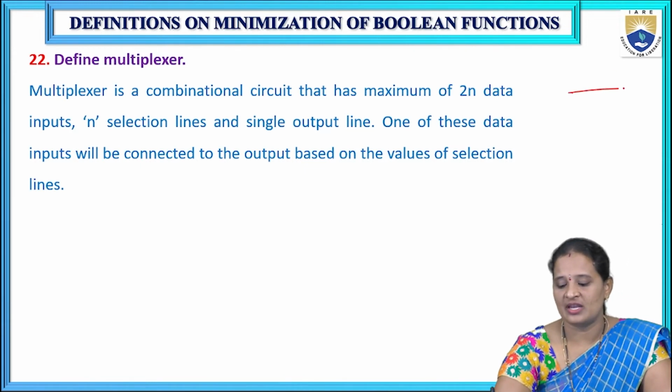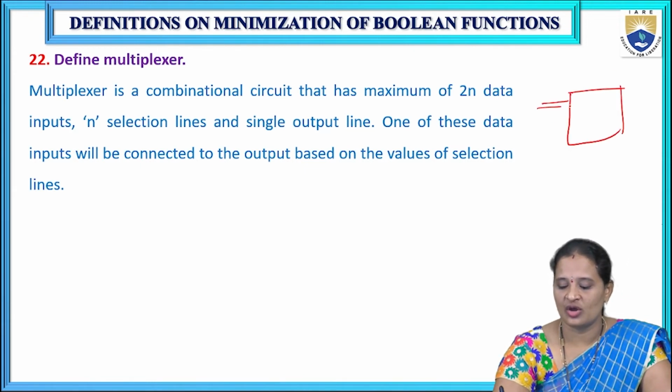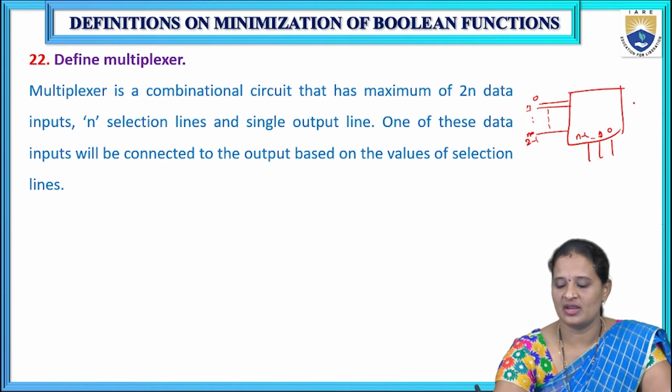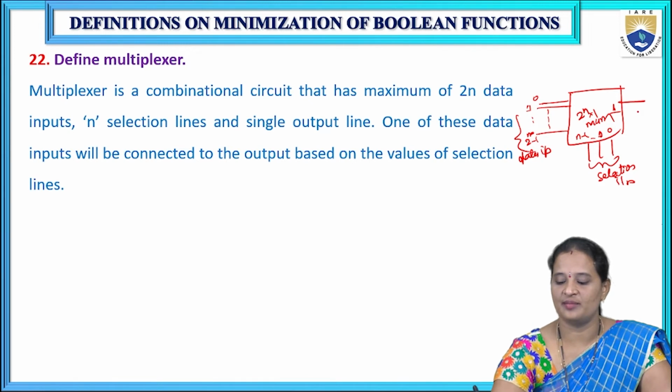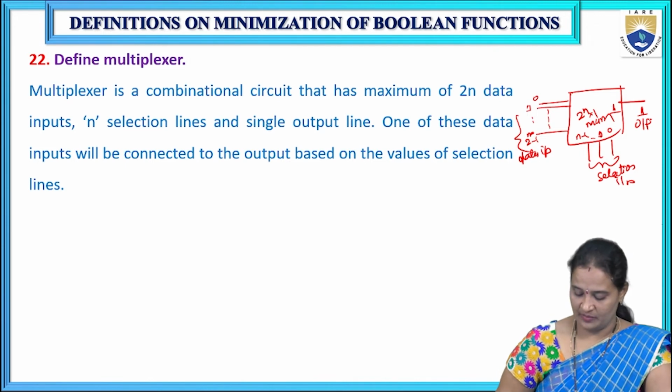So this is the multiplexer, and this is the logic block diagram for this one: inputs 0, 1 and so on, up to 2^n minus 1, and these are the selection inputs: 0, 1 and so on, up to n minus 1, and one output line. So this is a 2^n by 1 mux. These are the selection inputs, and these are the data inputs. So 2^n data inputs, n selection inputs and one output. So this is the multiplexer, right?